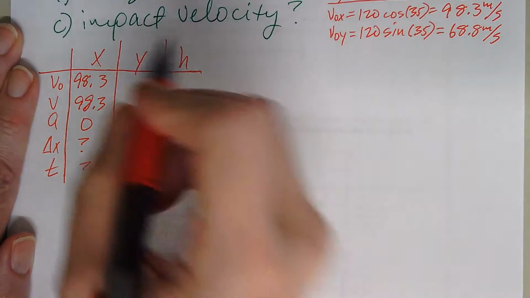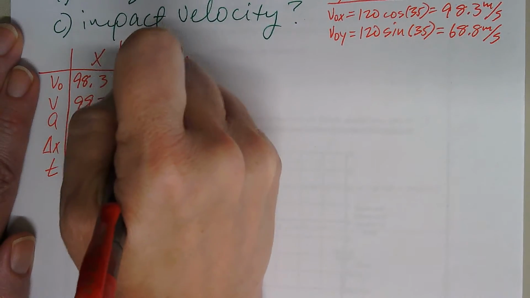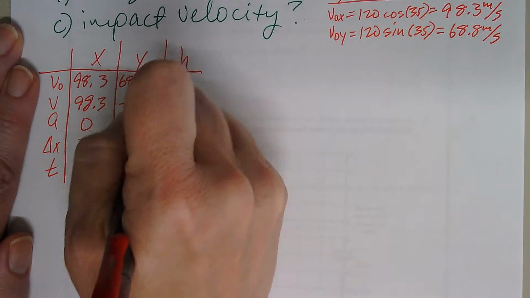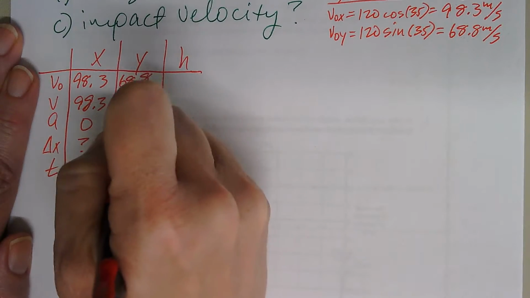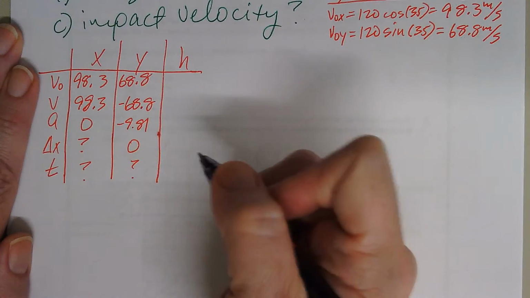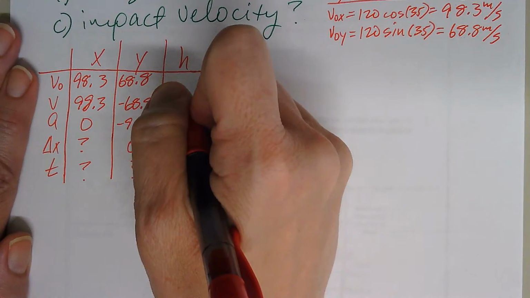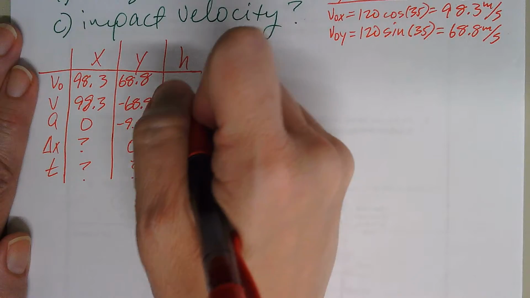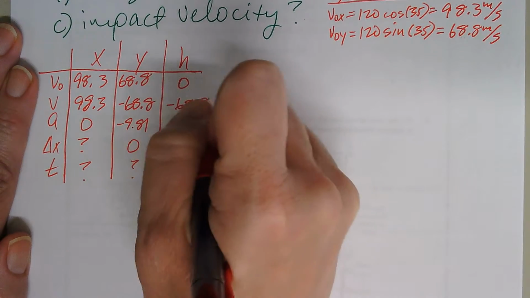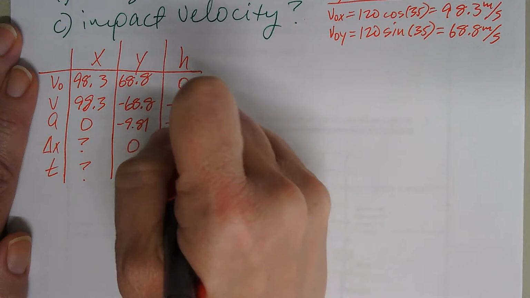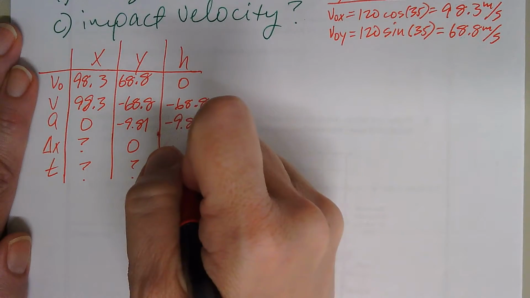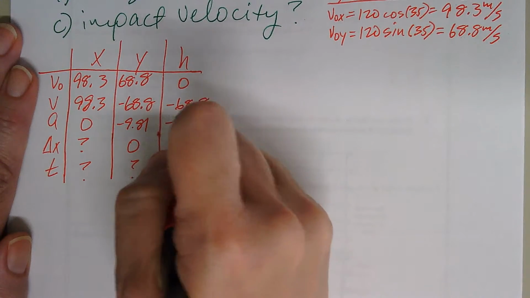My V initial in the Y is 68.8. My V final is negative 68.8. My acceleration is negative 9.81. My delta X is 0, and I don't know my time. In the H, for the halfway point and after, my V initial is 0. My V final is negative 68.8. My A is still negative 9.81. And my delta X is my height. That's my max height, so I don't know that.